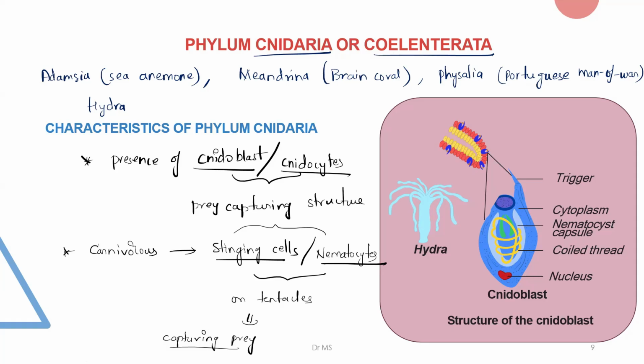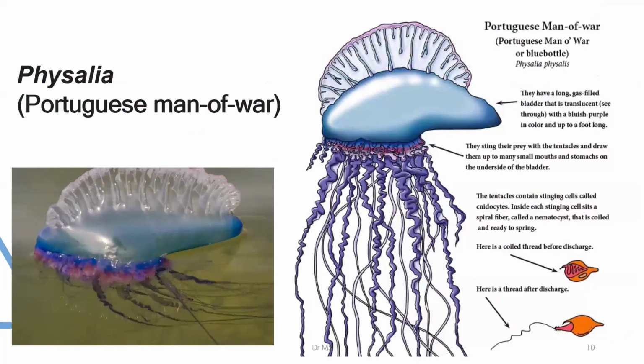Yes, sir. So you can see here, Physalia, the Portuguese man of war. See here, the tentacles contain the stinging cells, which are also called cnidocytes. Inside each stinging cell, spiral filaments called nematocysts are present. You don't need to know that much, just know they have this kind of cnidocytes, which are helpful for capturing the prey.